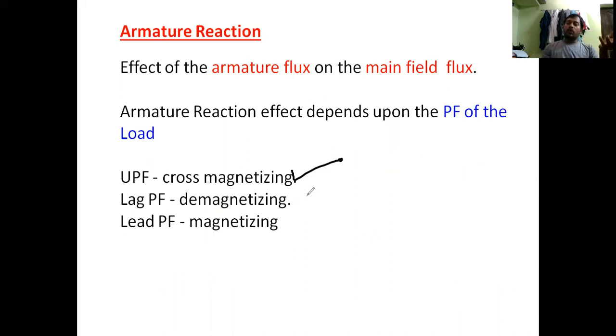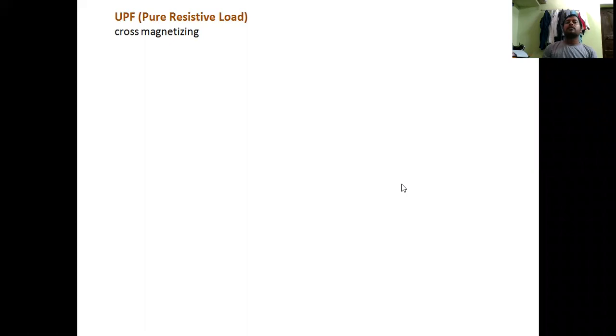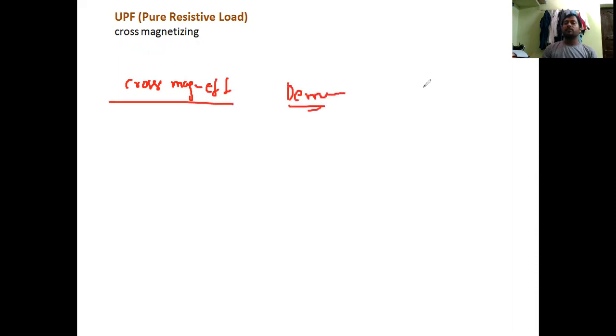But based on the load, either demagnetization or cross magnetization will take place. So I will explain in detail how it will be. The first one is the UPF load or pure resistive load. I'm taking a pure resistive load. For the pure resistive load, the effect is cross magnetization effect. I will explain one by one clearly. What is cross magnetization effect? What is demagnetization effect? What is magnetization effect?